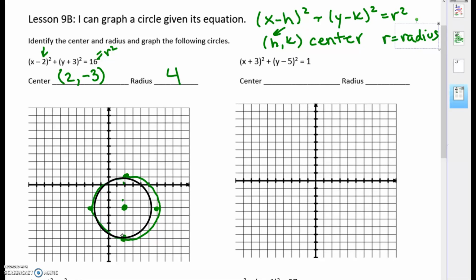This next one, my center, well, I don't want circles anymore. Undo. Thank you. Okay, my center is at, well, I've got a plus 3 here, which means my x is going to be negative 3. And if my y is minus 5, then I'm going to have a 5 here for the k. And 1 is r squared, so r is just 1. So I'm going to make a circle whose center is at (negative 3, 5), radius of 1, so we go out 1 in all 4 directions. And we're going to get a teeny tiny circle. Looks just like that, little baby circle, okay?